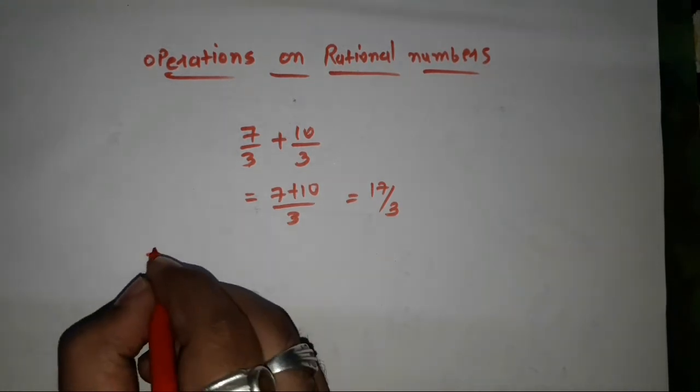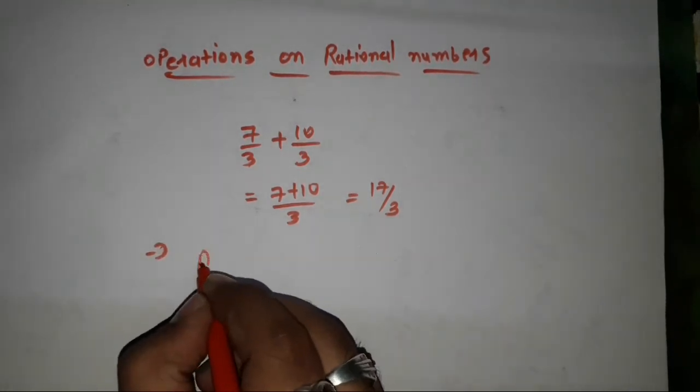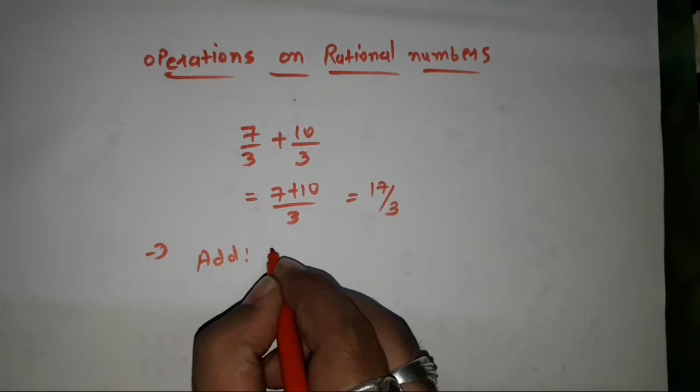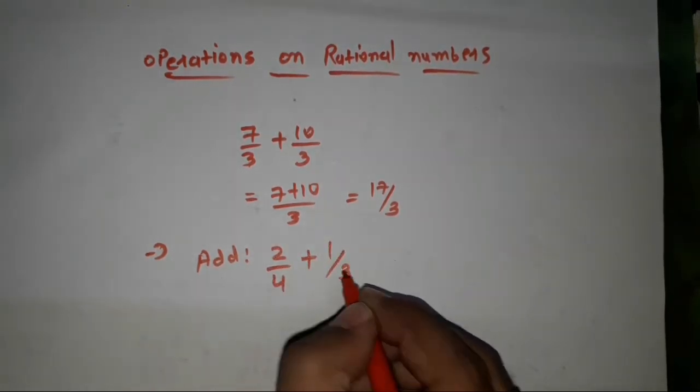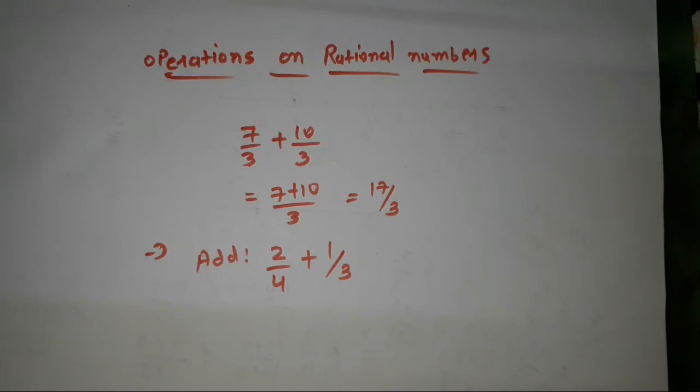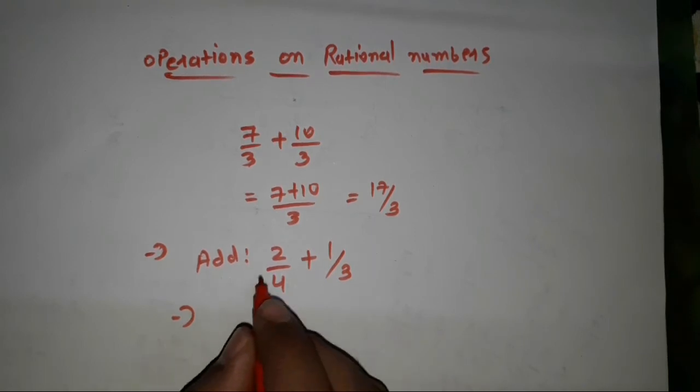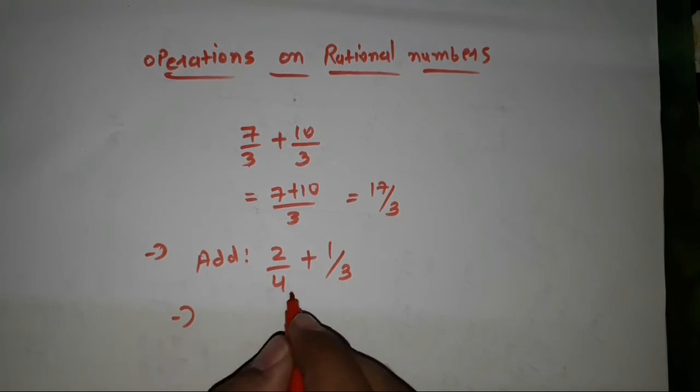But for example, the question could be like: add 2 upon 4 plus 1 upon 3. So to add these numbers, what do we have to do? Again the same method. As I told you, here the denominators are different, so here we will take the LCM. So first of all, the LCM of 4 and 3 will be 12.